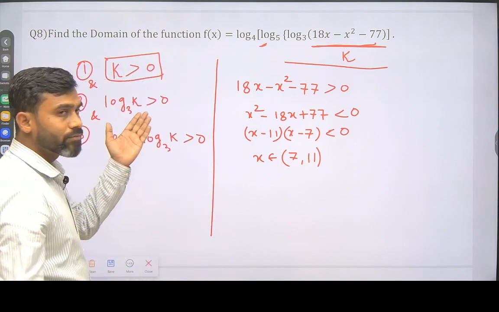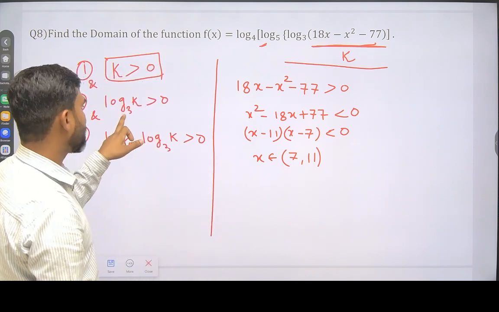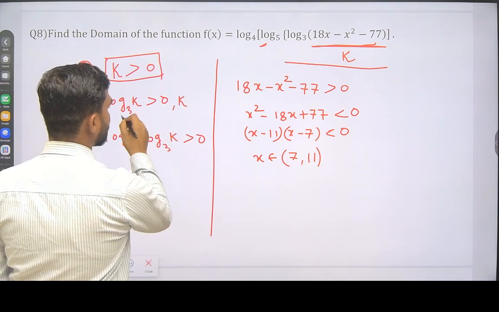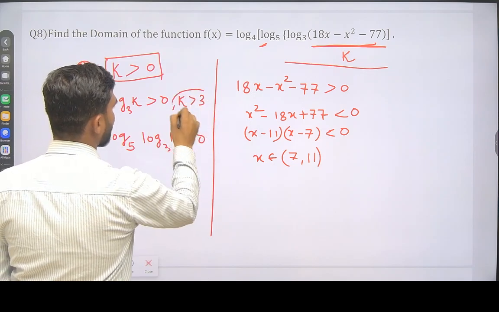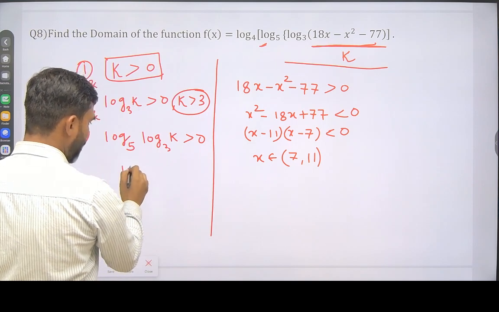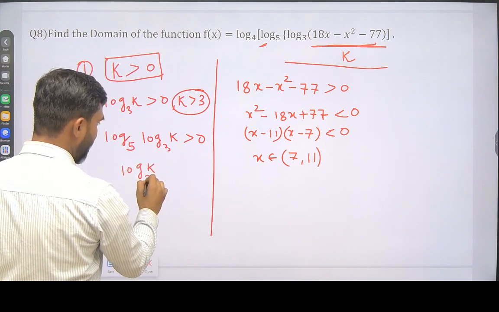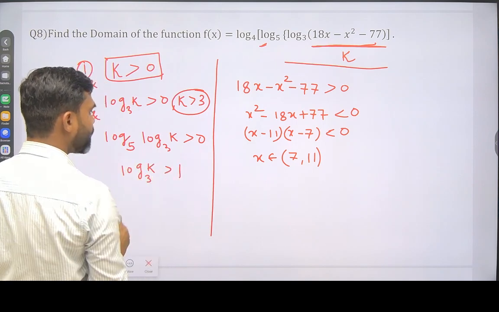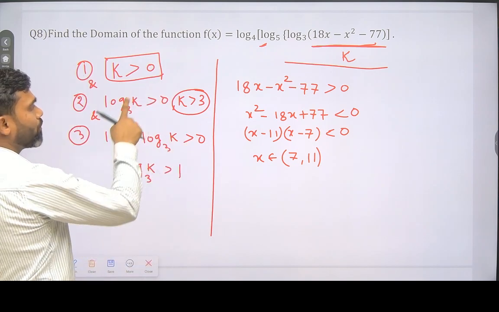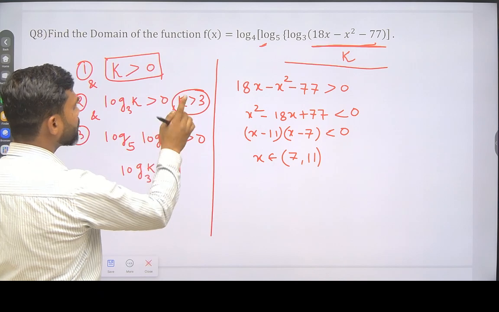Similarly, you can solve further conditions, right? Like this, I mean this one. So from here what you'll get, k is greater than 3, right? K is greater than 3. And from here, if you solve this, you'll get log k base 3 is greater than 1 because 5 raised to, see, k is greater than 0 and here 3 raised to 0 is 1. My mistake.